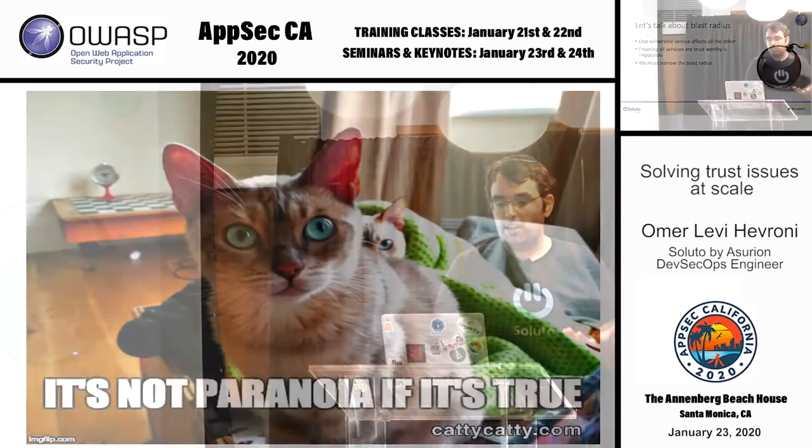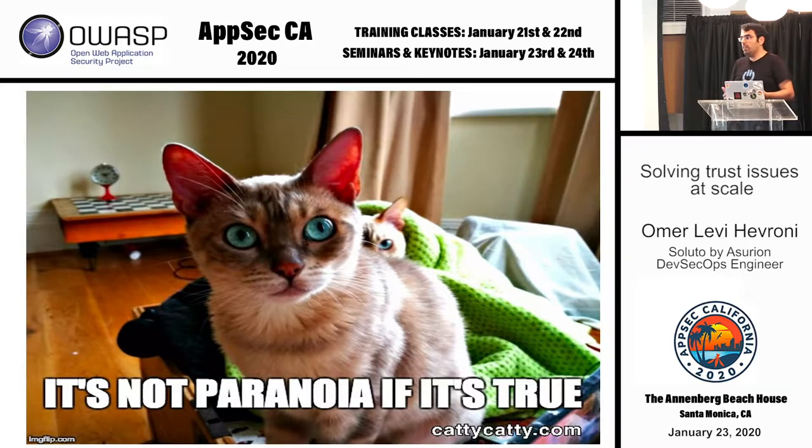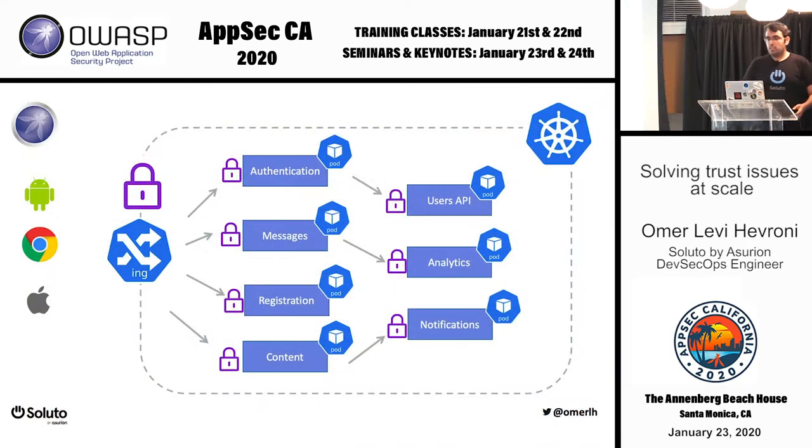So we wanted to change the approach to something I like to call a zero trust approach, a bit more paranoid, where we trust no one. So if this was what we had before, we want to move to a stage where we do authorization for everything. So the authentication service could talk only with the users API, but not with the notification API, because it doesn't need to. And you can take it even further. It can only get user data, for example, but not create it.